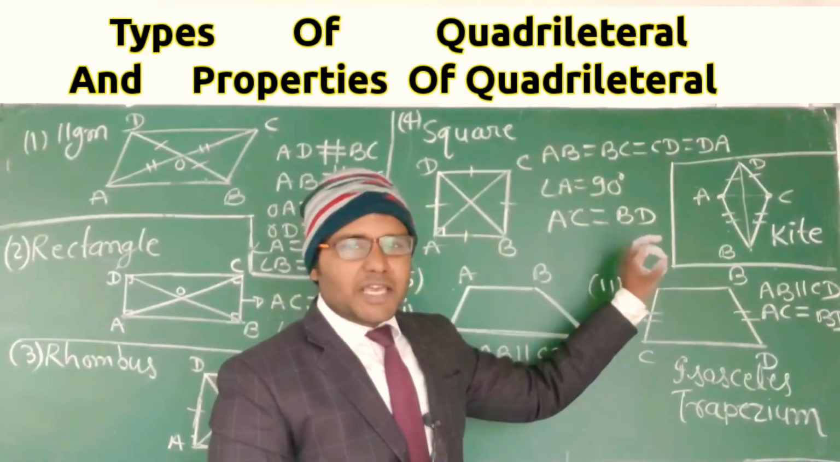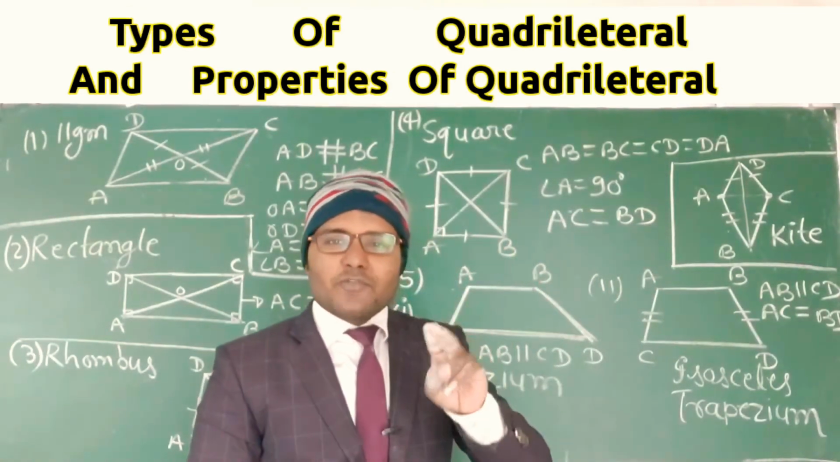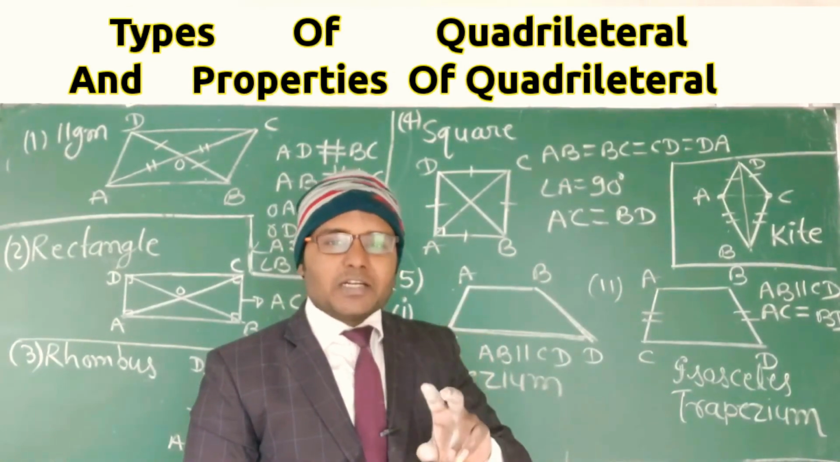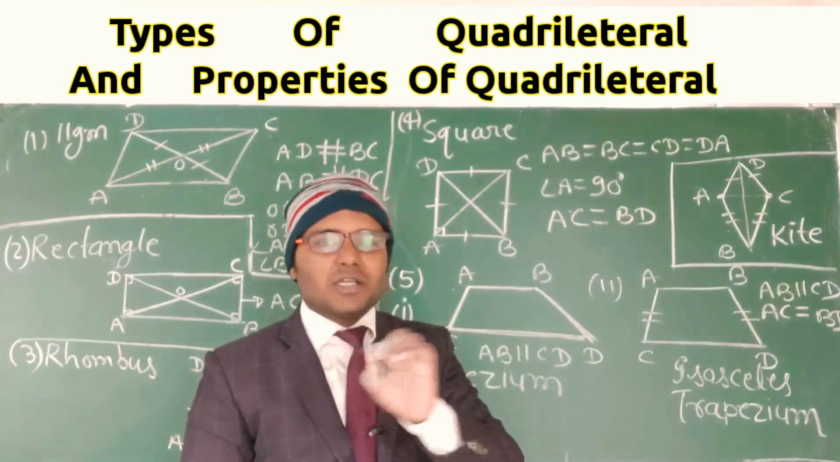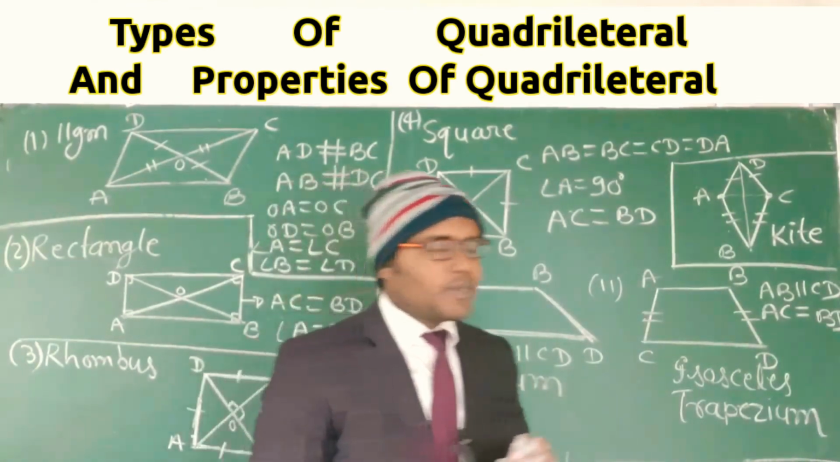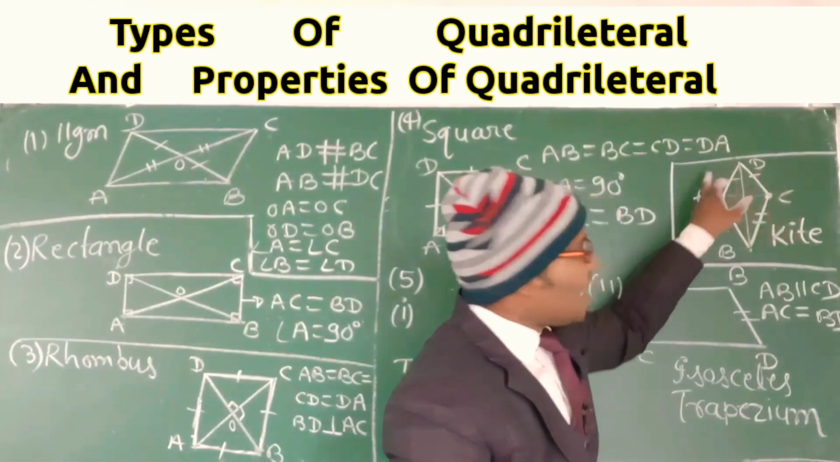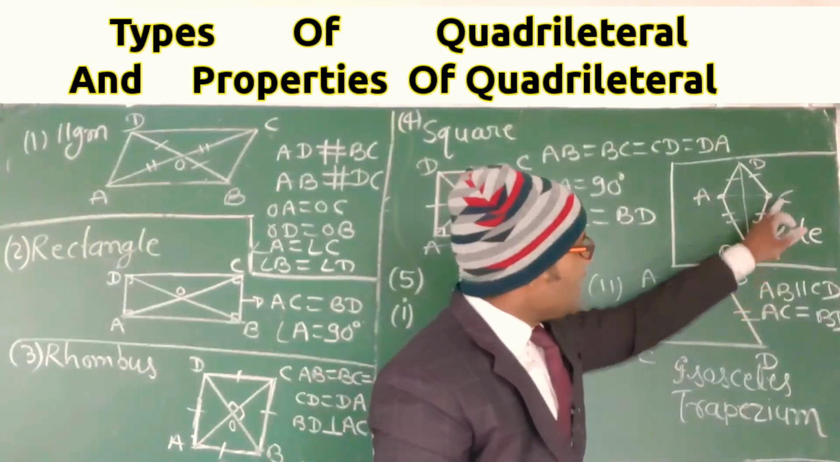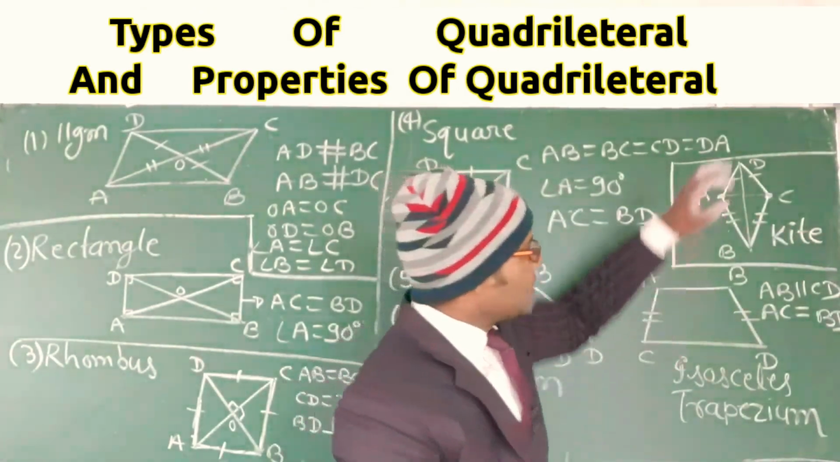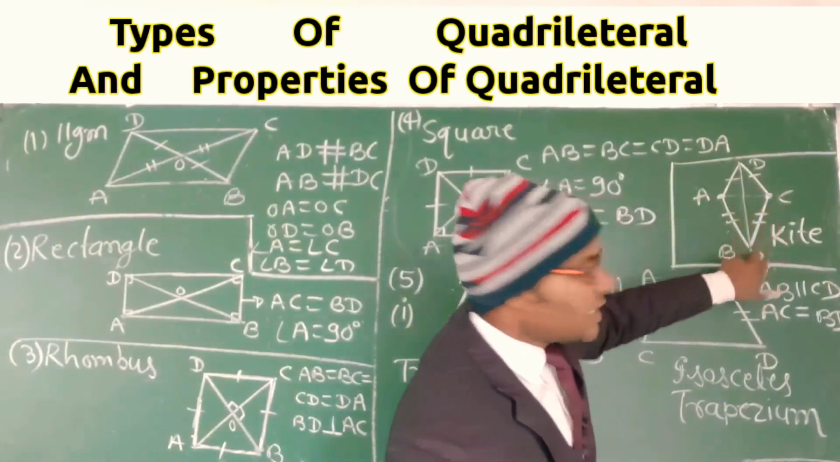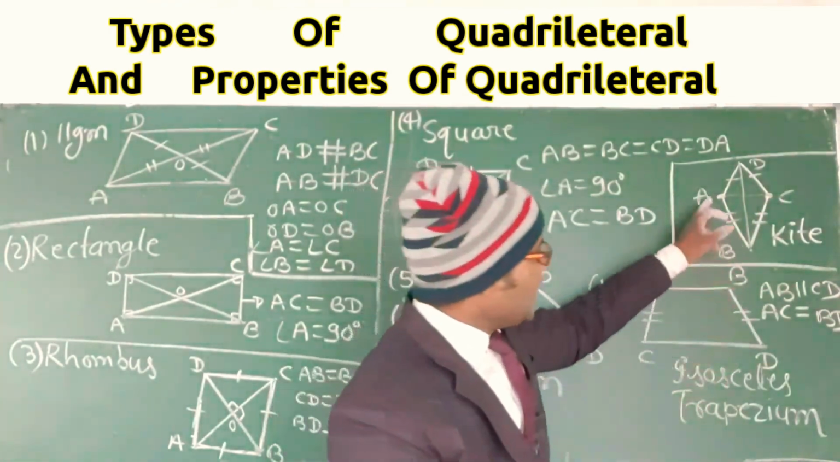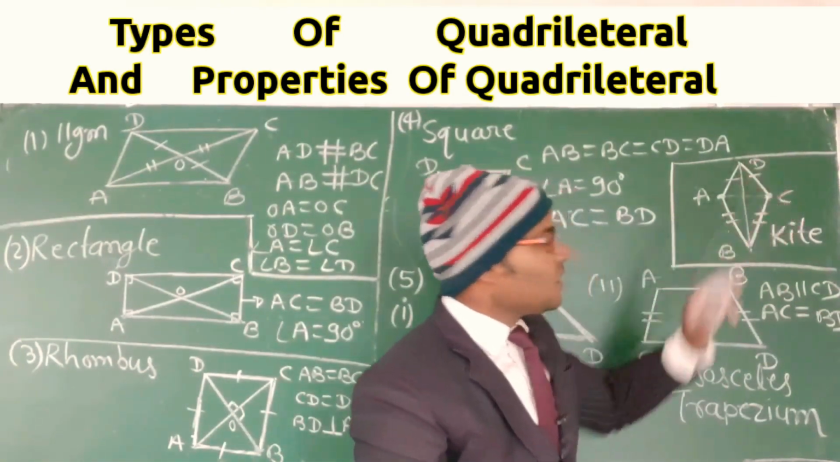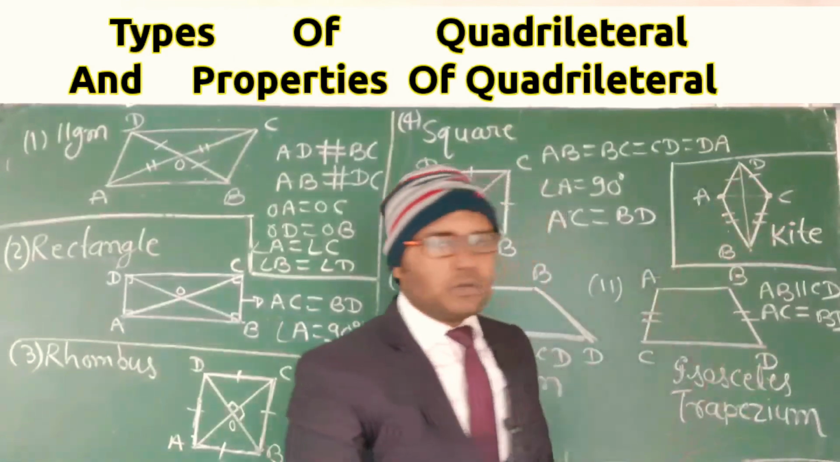Last is the kite. In a kite, two pairs of adjacent sides are equal, but opposite sides are not equal to each other. What is the meaning of this? AD and DC are equal to each other. AB and BC are equal to each other, but AD is opposite to BC, that means it is not equal, and AB is also opposite to DC, that means AB is not equal to DC.